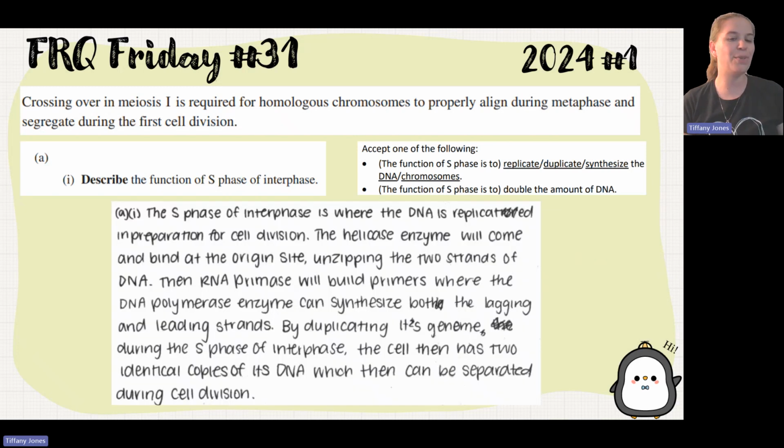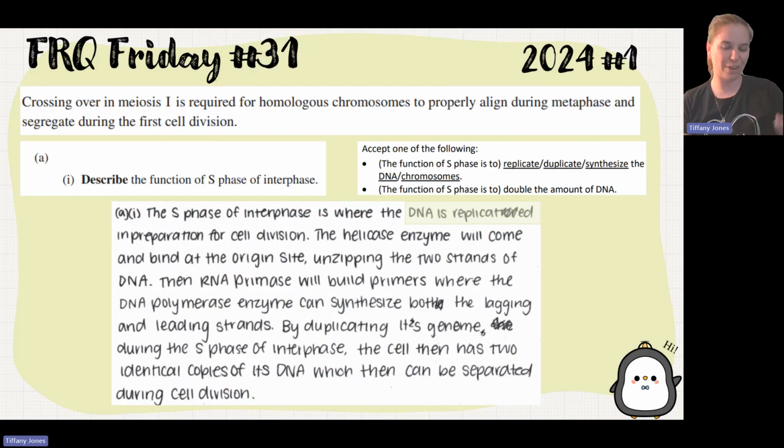So what did the students say? Students said the S phase of interphase is where the DNA is replicated in preparation for cell division. The helicase enzyme will come and bind to the origin site, unzipping the 2 strands of DNA. Then RNA polymerase will build primers where the DNA polymerase enzyme can synthesize both the lagging and leading strands. By duplicating its genome during the S phase of interphase, the cell then has 2 copies of its DNA, which then can be separated during cell division.